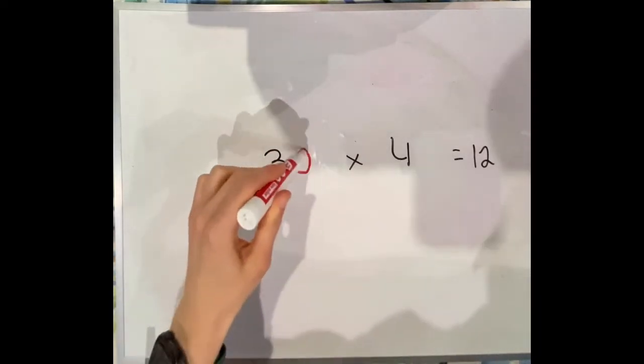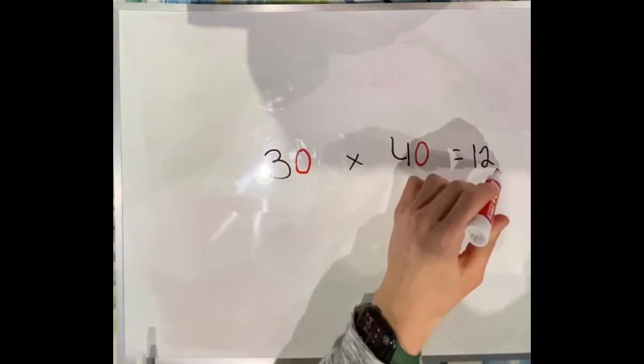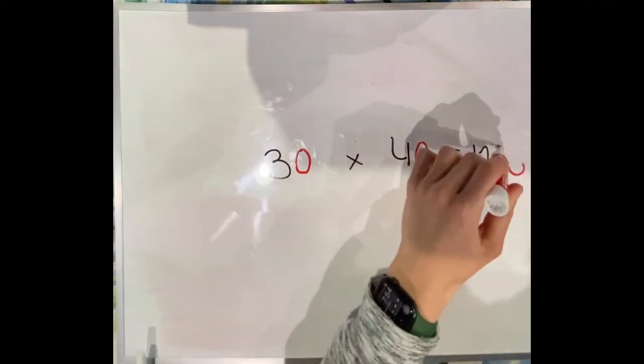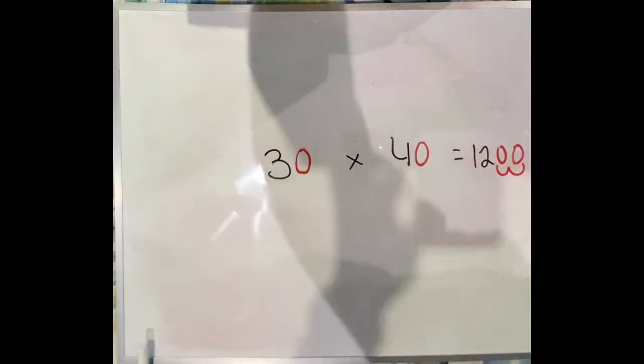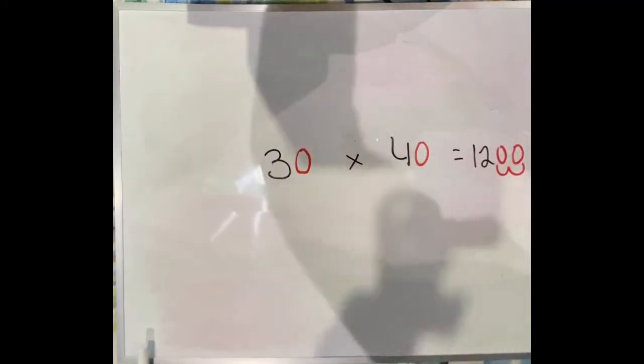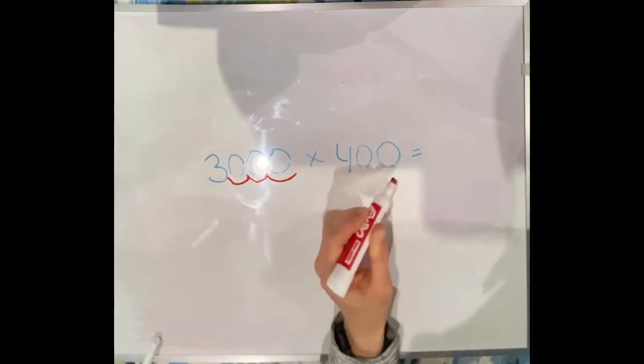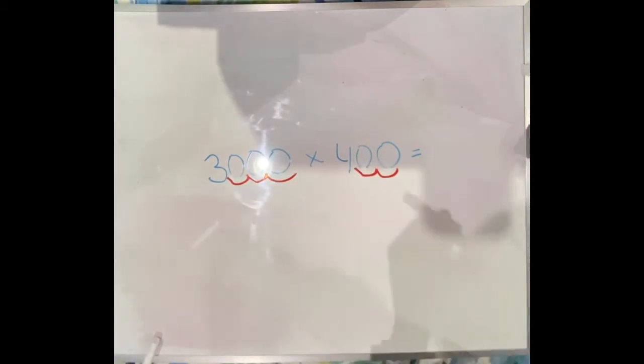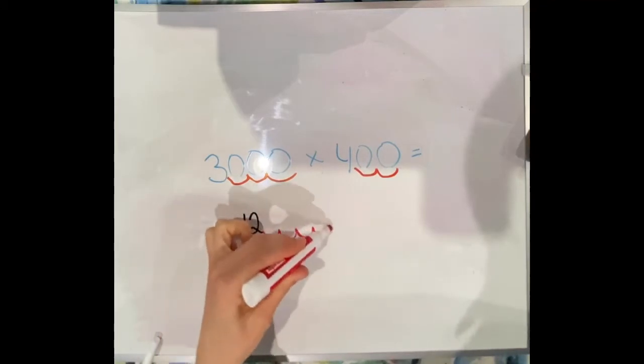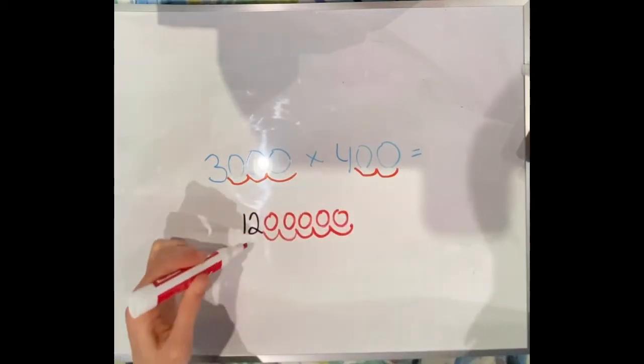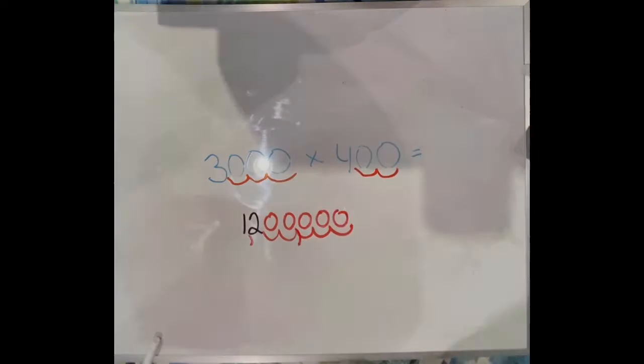As a shortcut, in the example 30 times 40, you can count 2 zeros. So that means you tack on 2 zeros to 12, or multiply by 100 to get your final answer. If I showed you 3,000 times 400, you can count 5 zeros. So, slap on 5 extra zeros to 12, or multiply by 100,000 to get your final answer of 1,200,000.